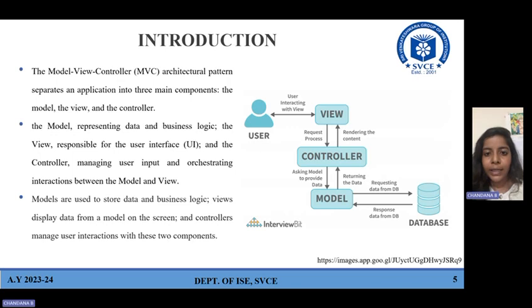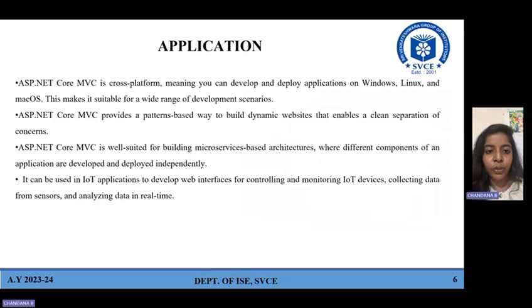This is what I said. This is the architecture of MVC. M means model, V means view, C means controller. The view represents the user interface, and the controller acts on user input as well as being the interface between the view and model. And the model represents the data and also the business logic. And this is where the application goes.